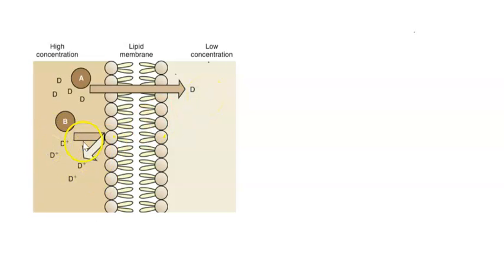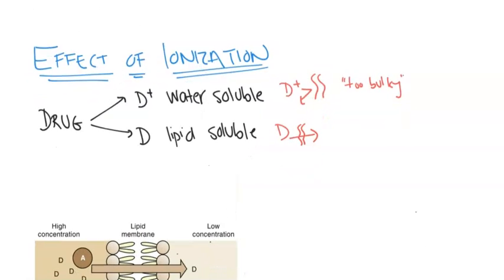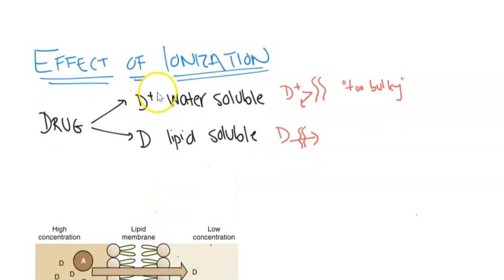But what happens if you have a charged drug? If your drug is ionized, it won't go through. It'll just bounce back. It'll just stay in this area. It will not go through. The way to remember this is if you have a plus on top of it, it's very bulky. Think of it as bulky. And when it's so bulky, it's too bulky to pass through the cell membrane. So when you have a drug that is charged, that is ionized, it is too bulky. It is not going to pass through the cell membrane. It's just going to bounce back up.